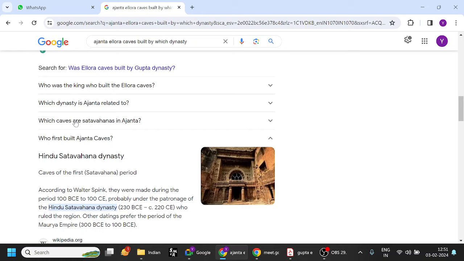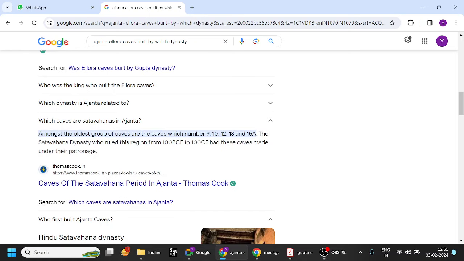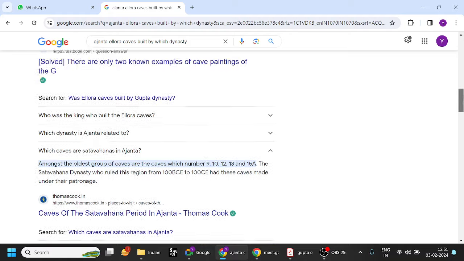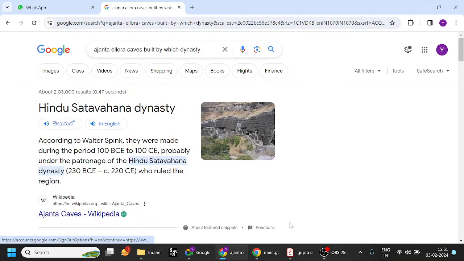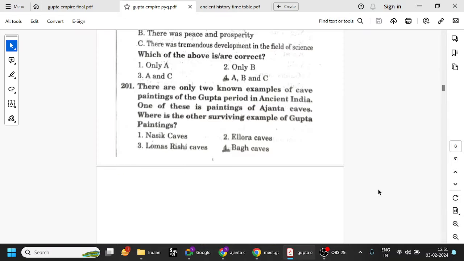Okay, which caves are Satavahana? 9, 10, 12, 13, 15. Okay. So in Ajanta, you have a particular painting called the Black Princess. Okay, that is related to the Satavahanas. Try to remember all those things.